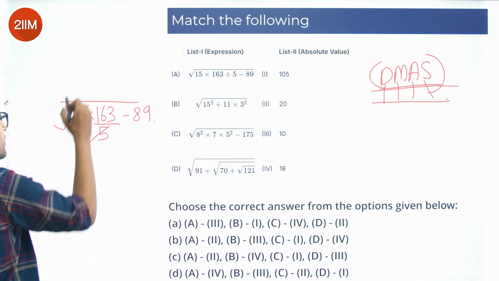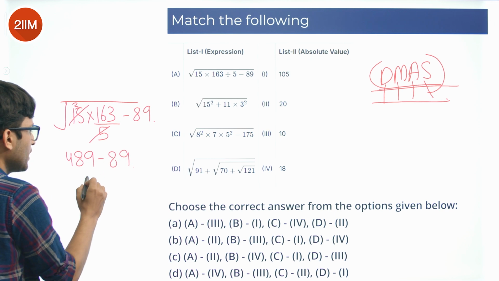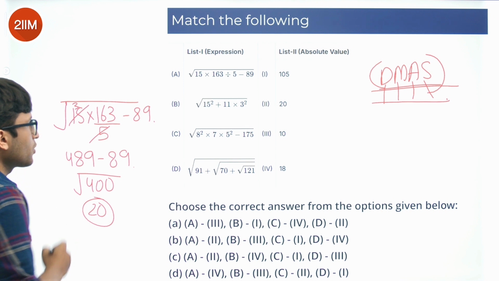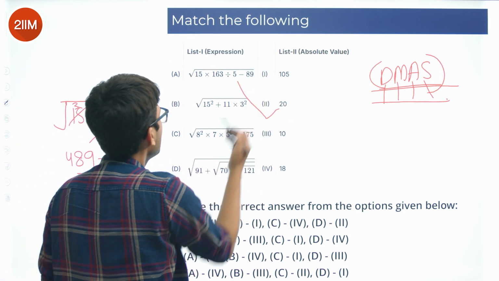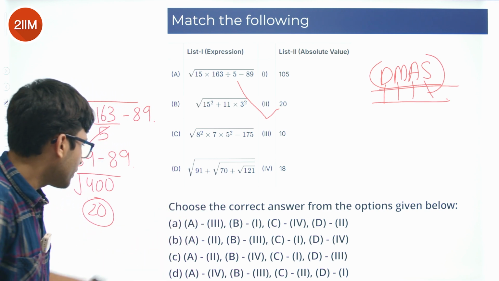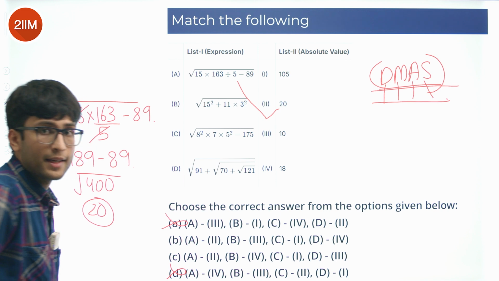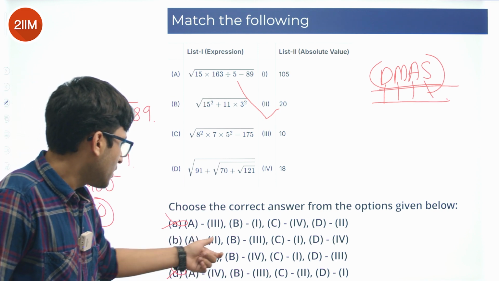163 into 3, 489 minus 89, which is equal to 400, and root over 400 is equal to 20. So what I know now is this matches with 20. So A is equal to 2. So first of all, this option directly gets eliminated and this option as well directly gets eliminated. So here I got A is equal to 2.